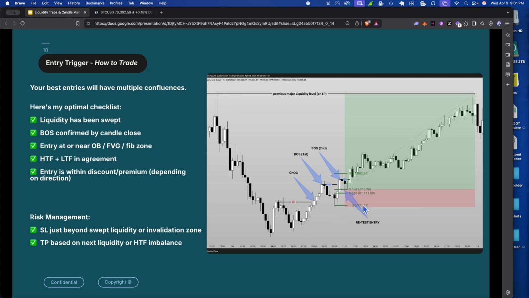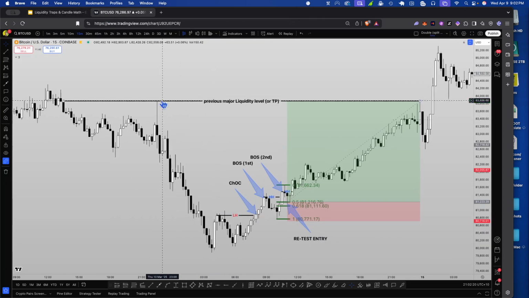The risk management we just covered. I want to put the stop loss just beyond the swept liquidity or invalidation zone, which is just there. I don't want to put it right at the level, because often we might actually tag and go and hunt that liquidity below the previous low or high, depending on the direction. So I want to put it just a little bit below or just a little bit above. And also want to see the take profit based on the next liquidity or high time frame imbalance, right?